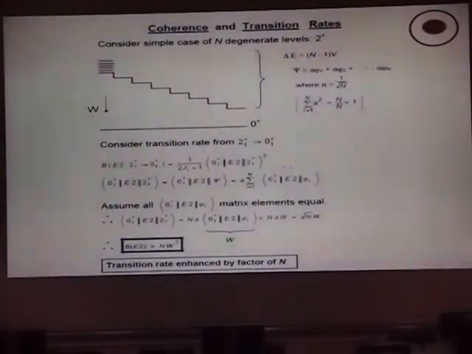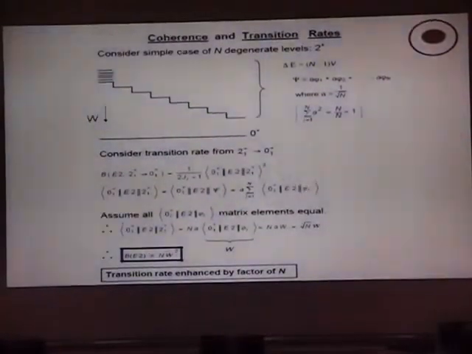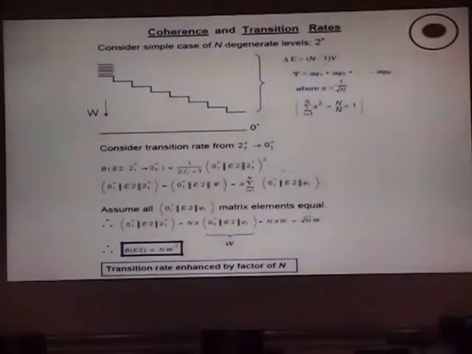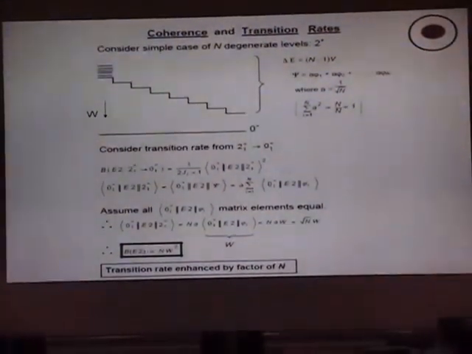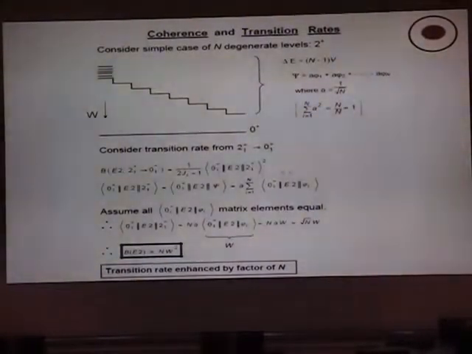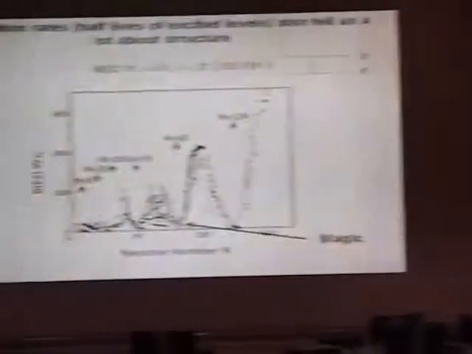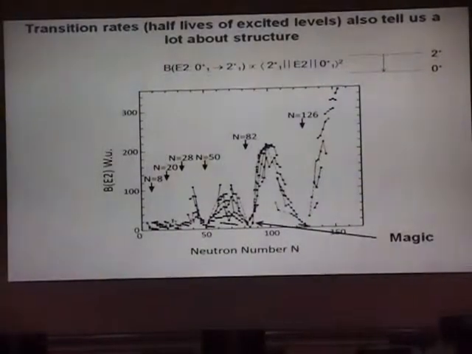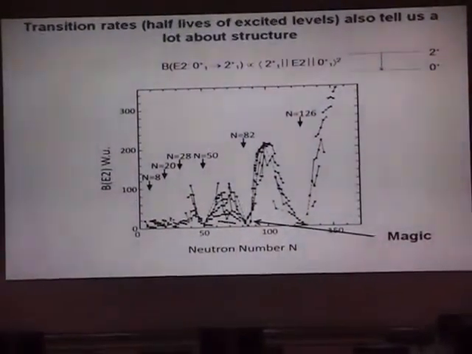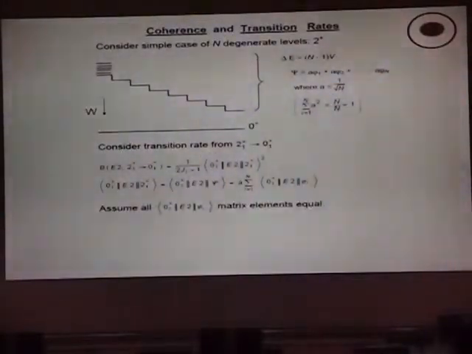And so that means you get an enhancement to the BE2 value, and therefore to the transition rate, by a factor of n. Samarium-154 has 3 times 10 to the 14th 2+ states. This model would give an enhancement factor of 3 times 10 to the 14th. However, what we see here are enhancement factors that are sort of what you would get for a single particle of a couple hundred. So this model grossly exaggerates the effect.